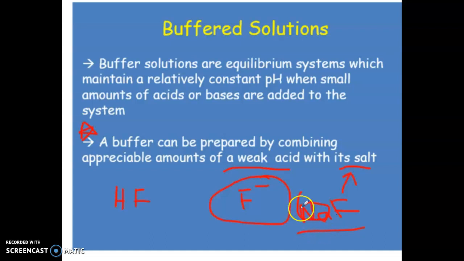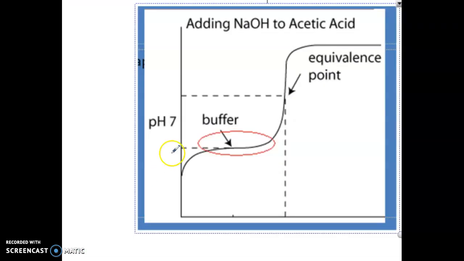For example, I have to use something from group 1 or group 2, because if I use something that is a conjugate of something that is weak, it's going to create its own equilibrium. We don't want many equilibriums to be happening. We just want to have the one that we are trying to create, the equilibrium of the buffer we want.